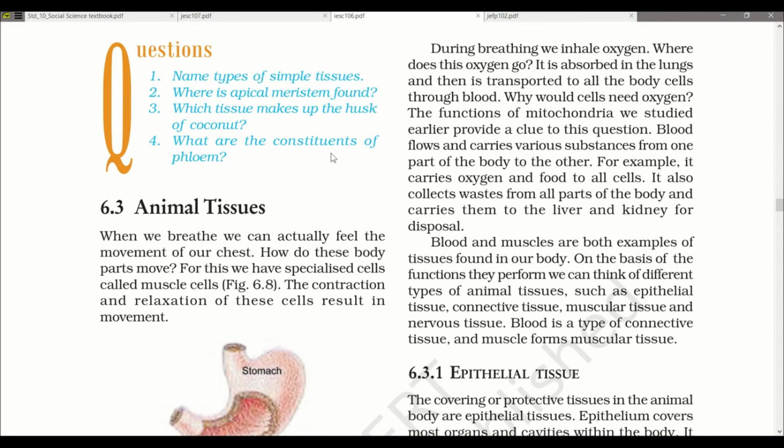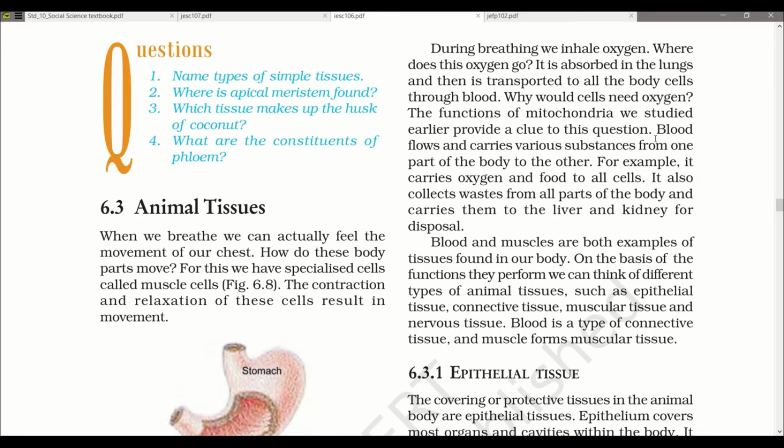During breathing, we inhale oxygen. Where does this oxygen go? It is absorbed in the lungs and then is transported to all the body cells through blood. Why do cells need oxygen? The function of mitochondria we studied earlier provided a clue to this question.